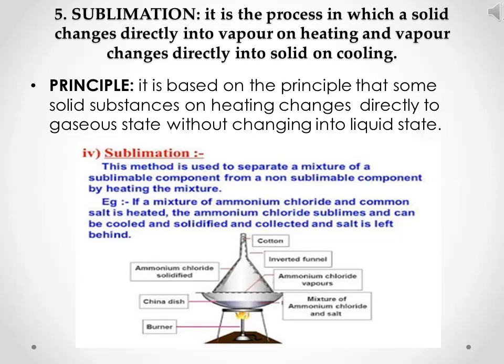So this is how we separate a mixture of ammonium chloride and salt. Salt does not undergo sublimation, so it is left behind on the china dish. Ammonium chloride can be collected from the cooler parts of the inverted funnel. The cotton, of course, prevents the vapors of ammonium chloride from escaping out to the atmosphere.